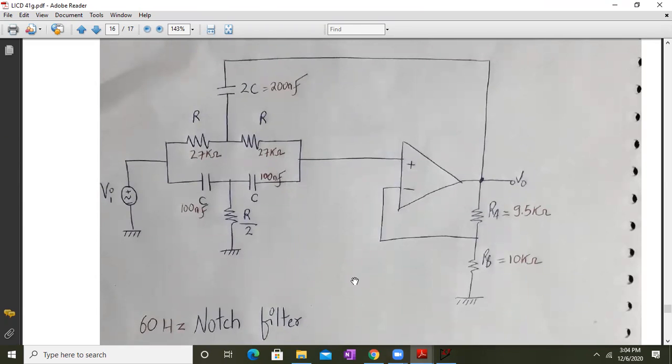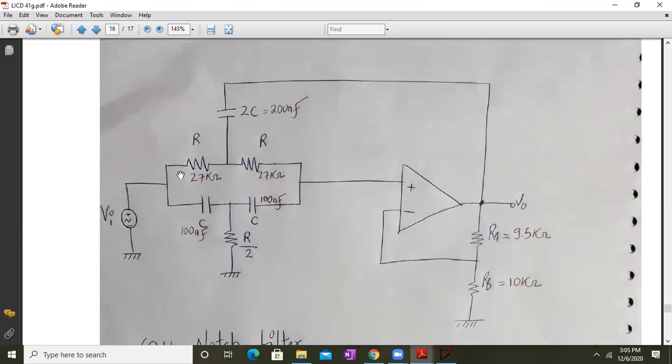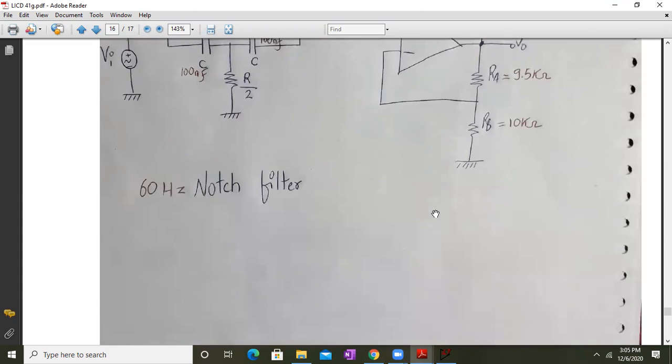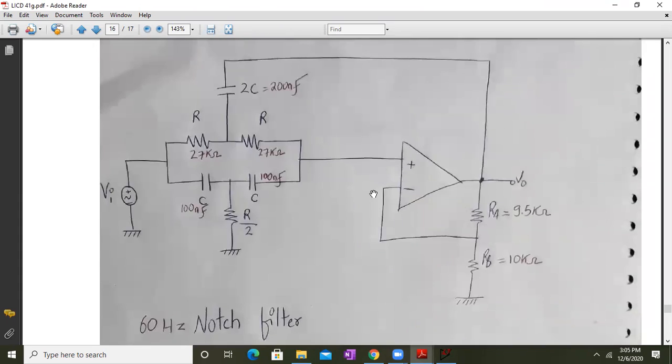Okay. Now let's quickly simulate this, because all R's were the same, and this was R by 2. So this will be half of this 27 kilo ohms, and this will be twice C. So this will be 200 nanofarad. Okay, so let's simulate this notch filter, 60 hertz notch filter.